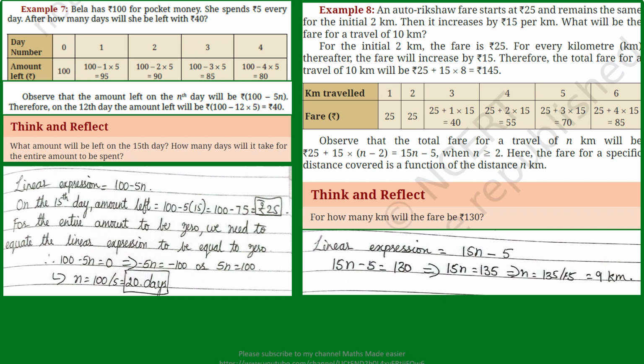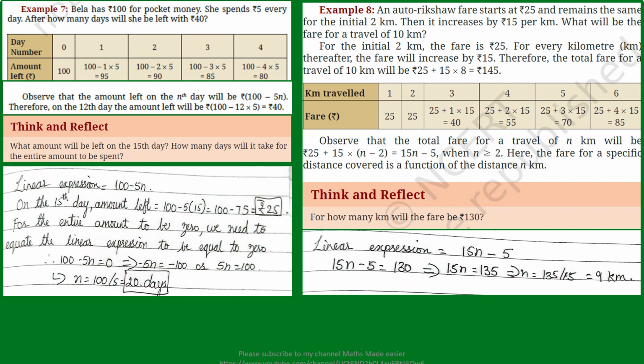The difference between the values of the two consecutive stages should be the same. That it should be a constant. If it increases by 2 tiles between the third and the fourth, between the fifth and the sixth also, there should be a difference of 2. Fine. So these two important factors you should understand in a linear relationship.